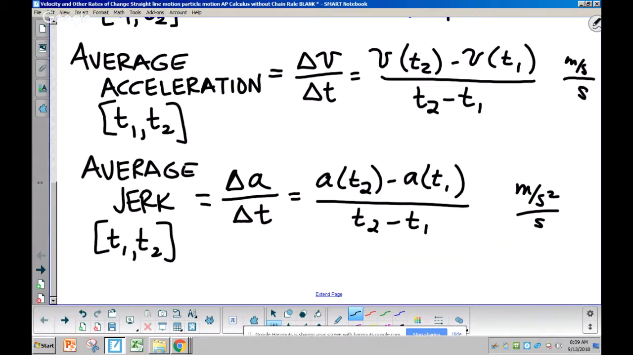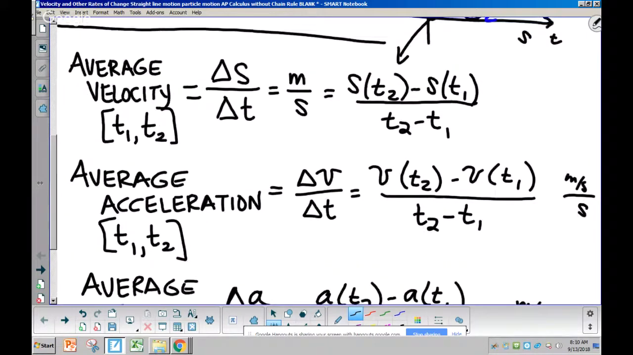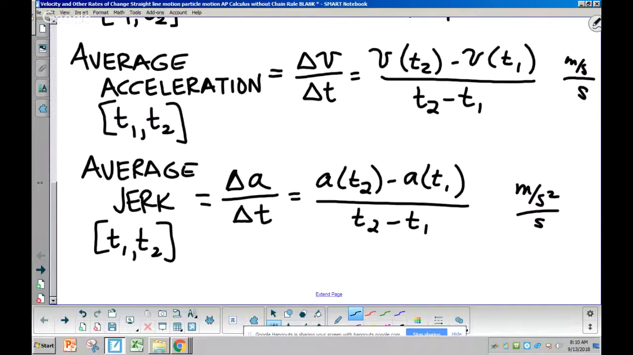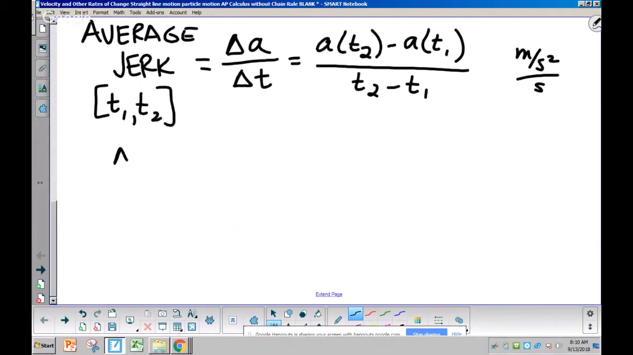One other thing I'd like to point out, what is delta S mathematically? Change in position. What do we call that in physics? Displacement. Oh my gosh, we have a physics word in calculus. All right. I can say it online. Good job. All right, here we go. Delta S is displacement. It's good to know, right?